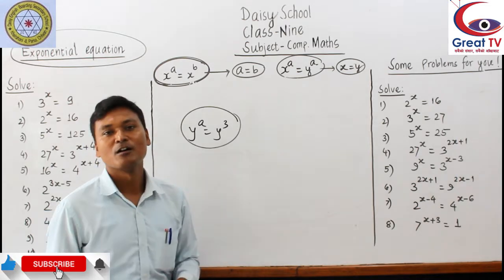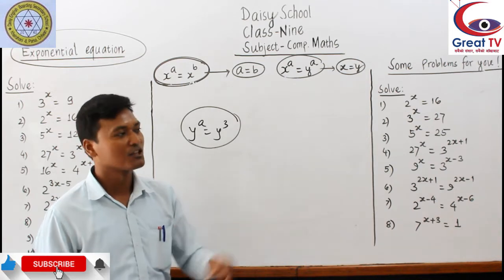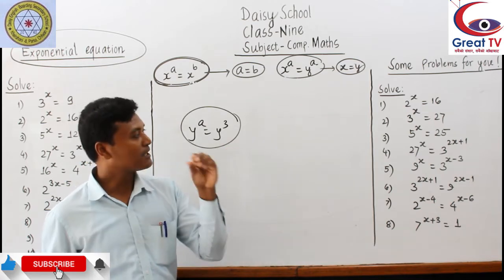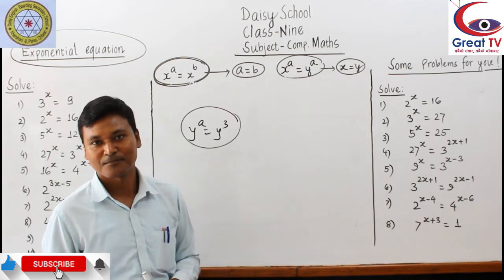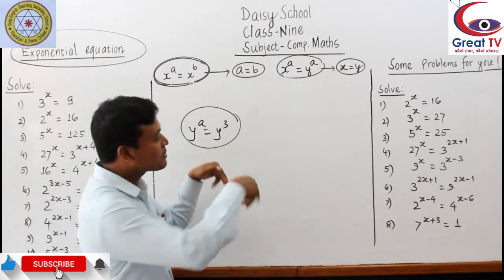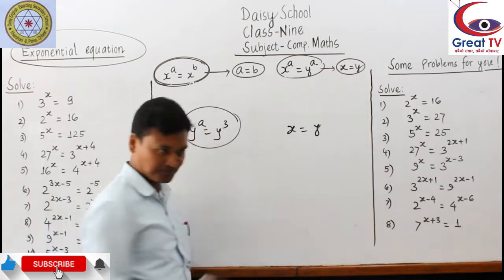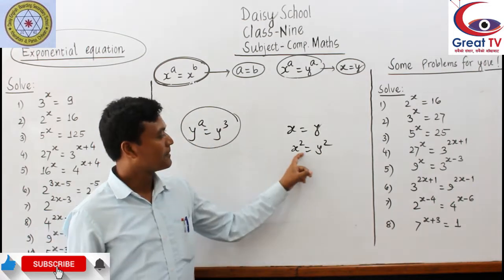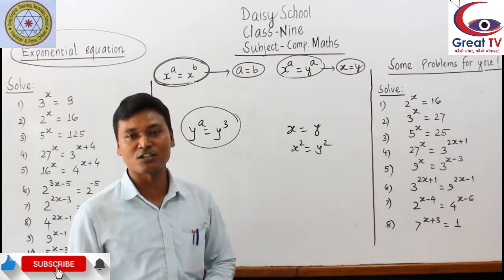But sometimes, in lower classes you might have read squaring on both sides, cubing on both sides. Sometimes we use that concept also. Both sides can be raised by equal power. Squaring on both sides can be done, cubing on both sides can be done, and both sides we can raise by the power 4 also. If we have x equals y, then x square equals y square also can be written. This rule you read already. We say squaring on both sides.